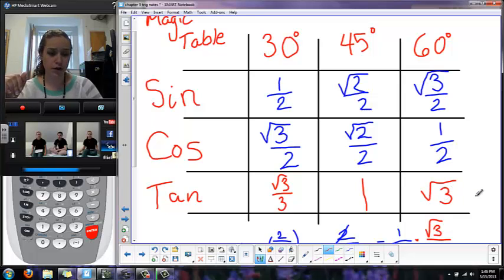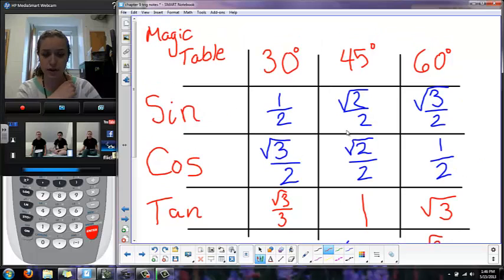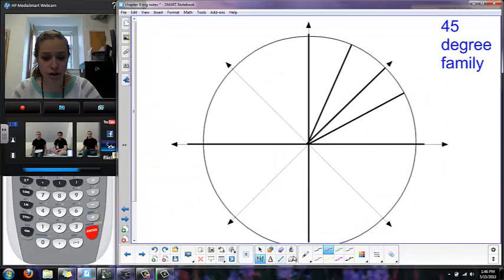Okay? So unfortunately, this bottom row you're going to have to memorize, but this is what we call the magic table. I'm going to come back and refer to that a lot. Okay? So let's go to the next page. Let's talk about the 45 degree family.